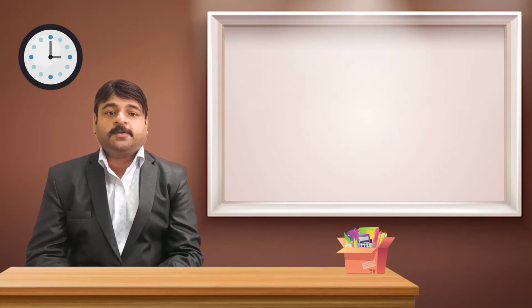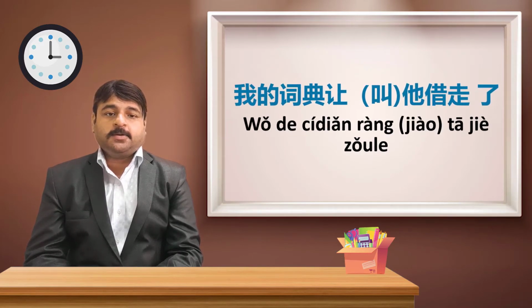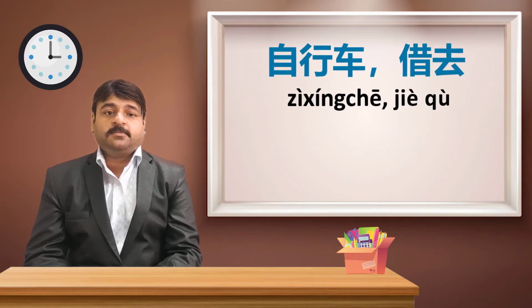Moving on to the second substitution drill, let us read the following sentence. 我的词典 my dictionary 让 or 叫他借走了. My dictionary was borrowed by him. In a simple sentence, this would have been he borrowed my dictionary. In a passive sense, we say my dictionary was borrowed by him. Let us move on to the words in the box to make suitable replacements. 自行车 bicycle, 借出 borrowed and went. My bicycle was borrowed by him.